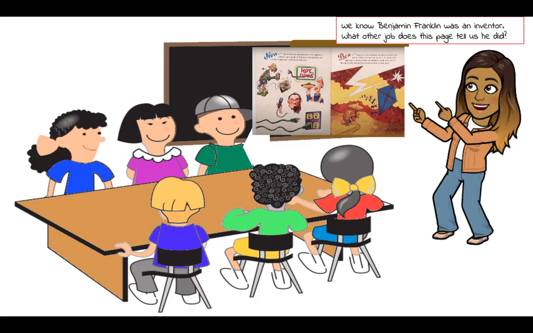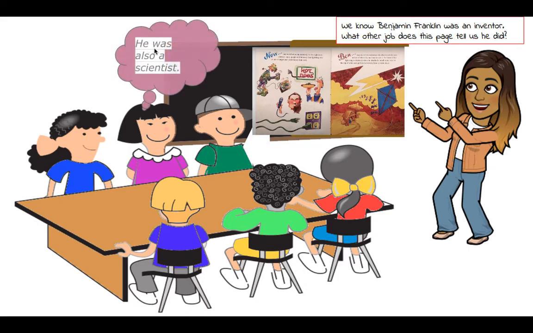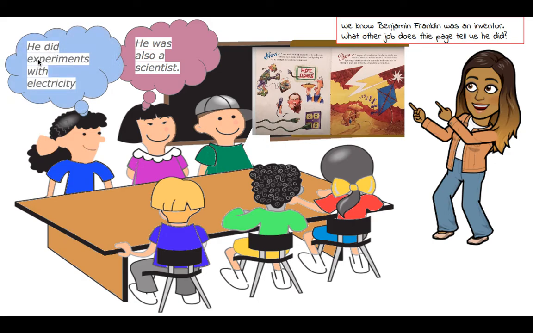But in this page in particular, in the words especially, they said something. Did anyone catch it? He was also a scientist. Good job. That was the first sentence here. When it said Ben, it says he was a scientist. So if you were listening to the words, you would know that he's not only an inventor, he's a scientist. Scientists do experiments and learn something new that no one else knew before. He did experiments with electricity. Good job. So that was in the words as well.